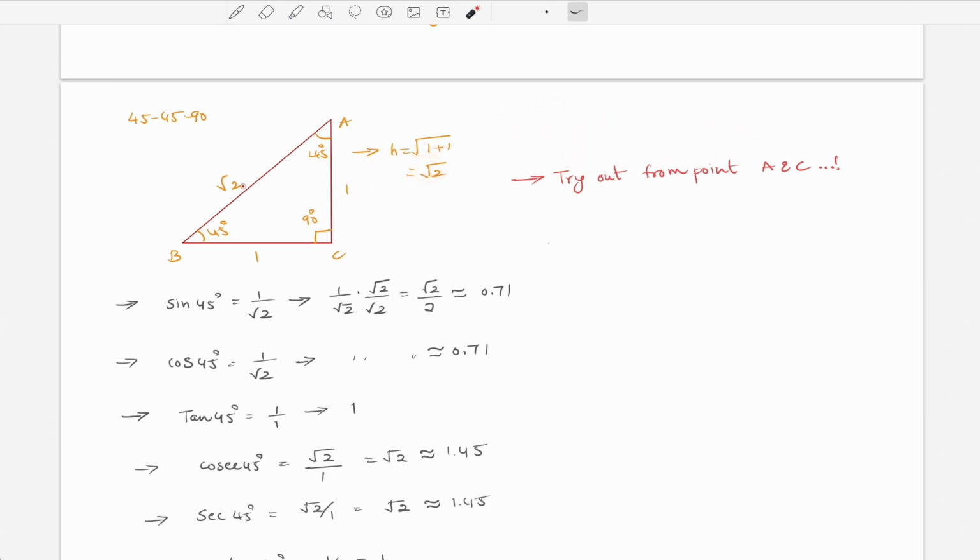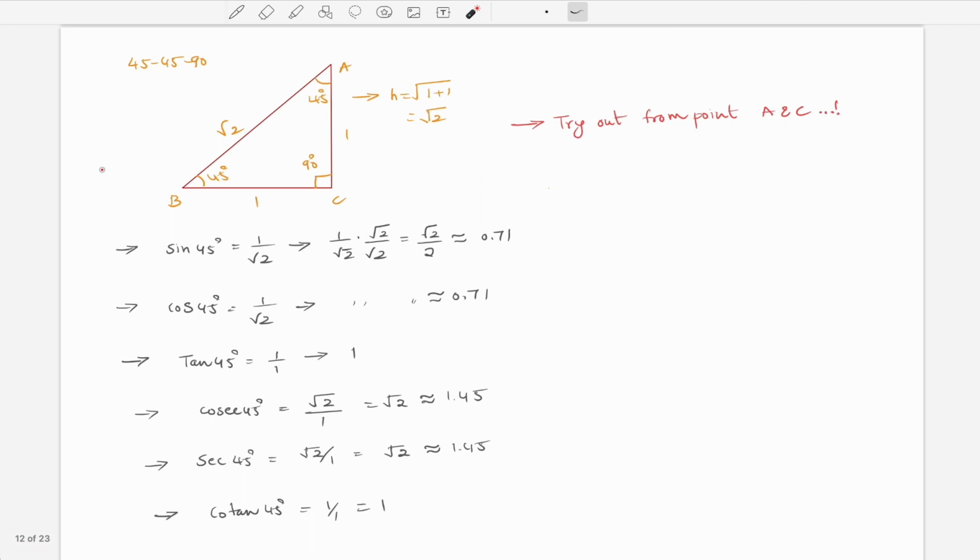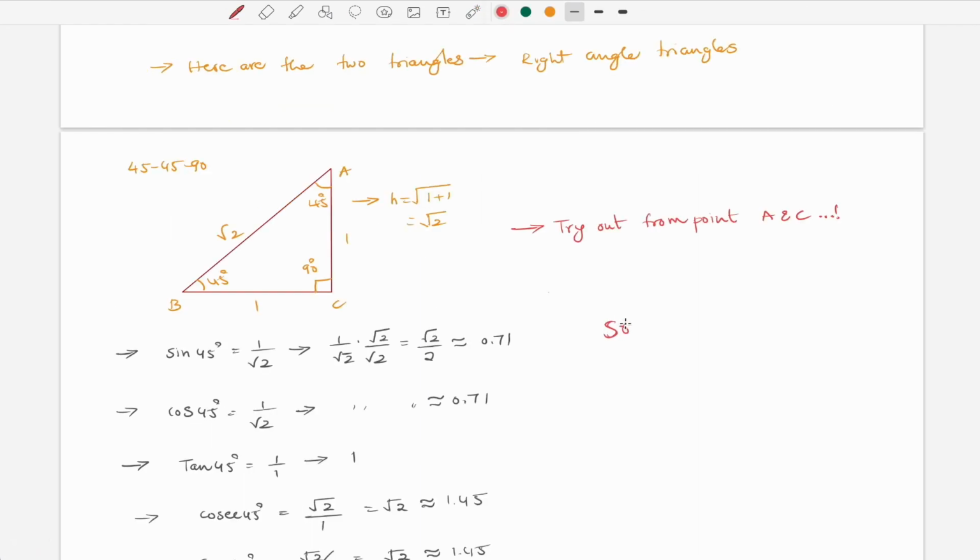So we just plug in the values here. I'm going to find the sine value here. I'm going to write the formula.